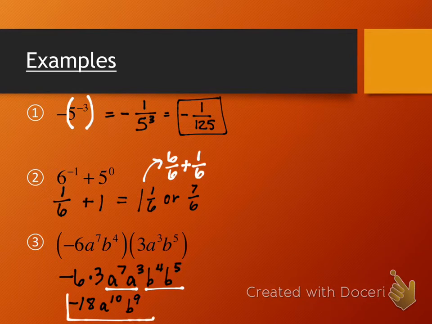So we end up with -18 a to the 10th, b to the 9th.